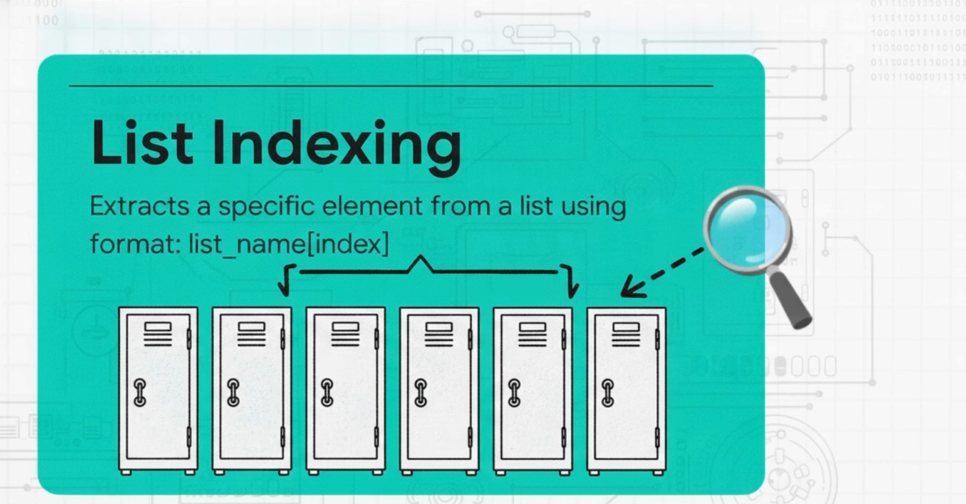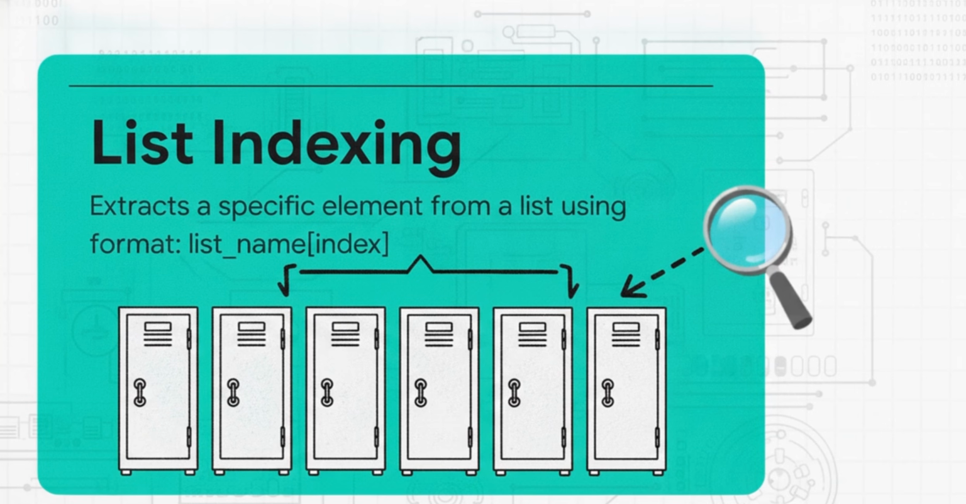Let's define list indexing. It's basically a method to extract a specific element from a list by targeting its exact numerical position. The format is super simple. You just type the name of the list, followed by brackets containing the index number. Try thinking of a list like a giant row of gym lockers.